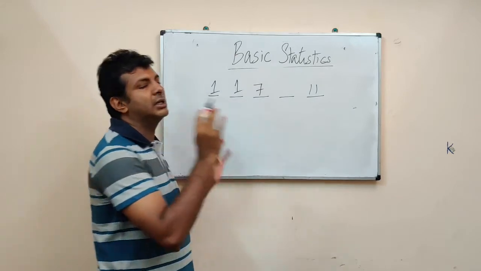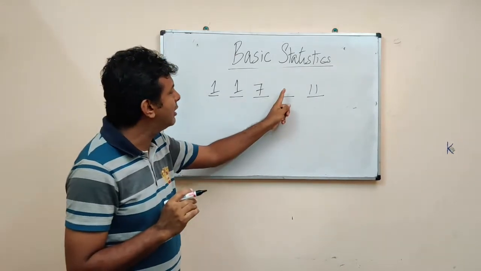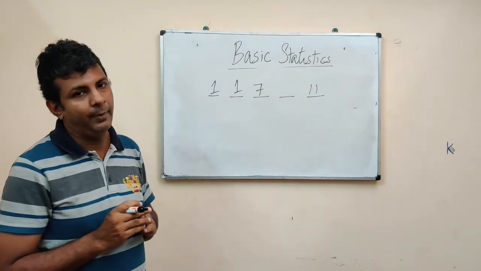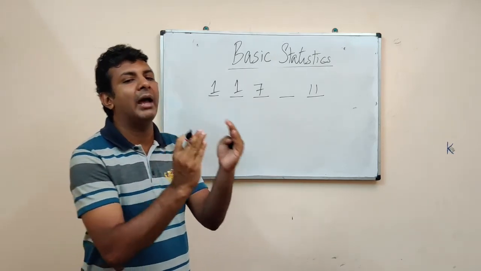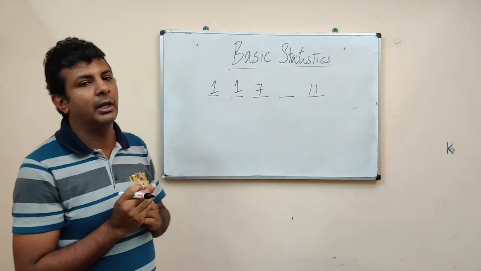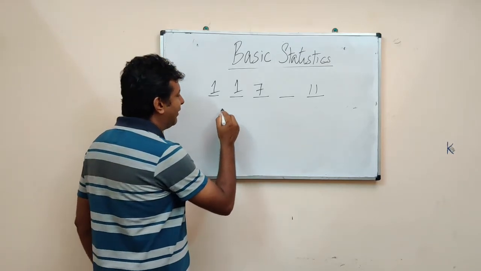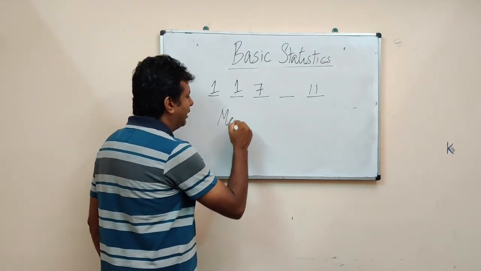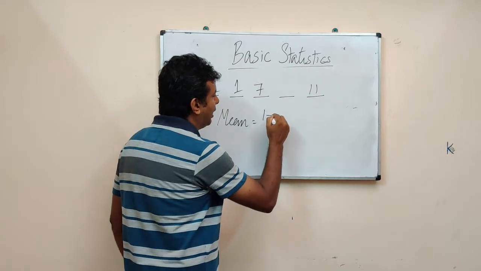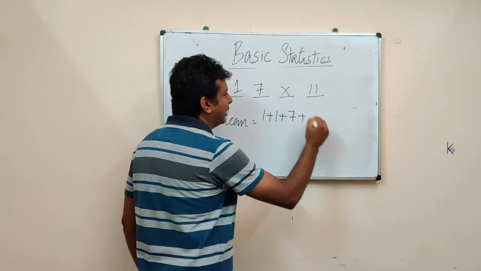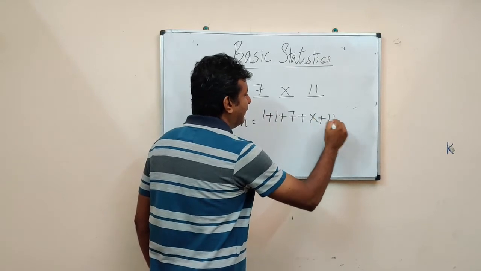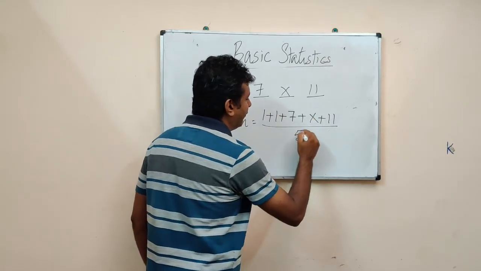So this is the series. Now we have only one place to fill up. And the question is, what will be the maximum average of this particular set? And what will be the average here? Mean will be equal to 1 plus 7 plus, we'll put x here, x plus 11 divided by 5.